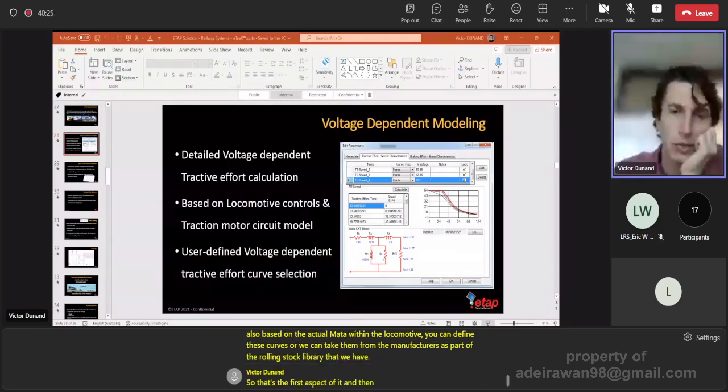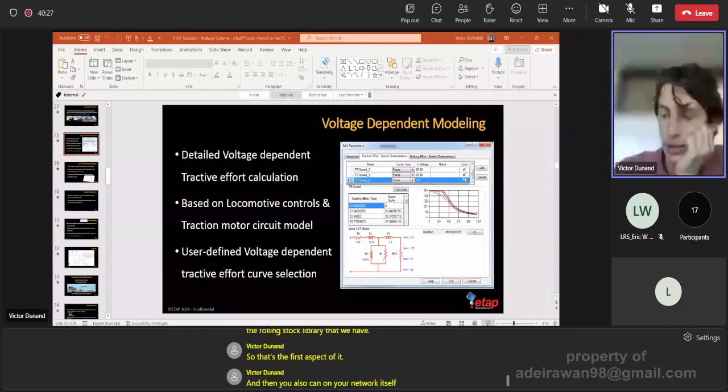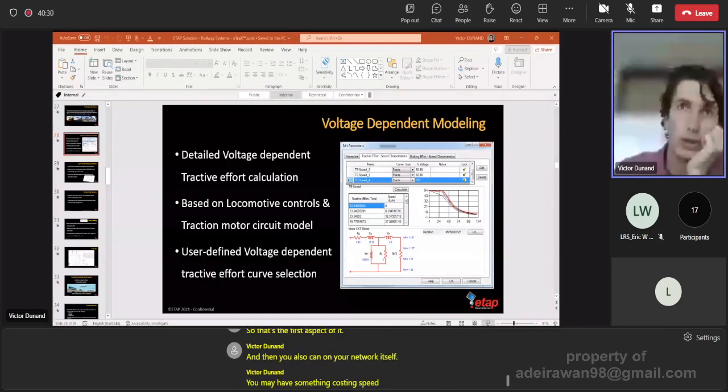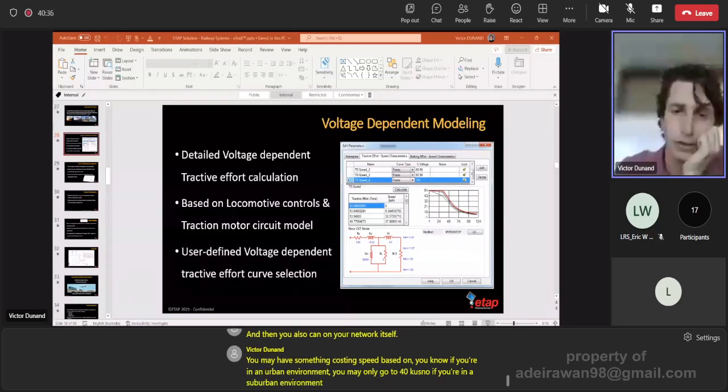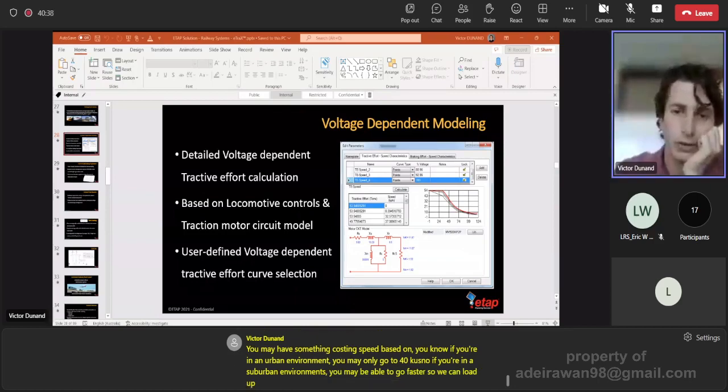And then on your network itself, you may have certain speed limits. If you're in an urban environment, you may only go to 40 km an hour. If you're in a suburban environment, you may be able to go faster. So we can model both, and that informs and helps derive the trip time calculations, etc.